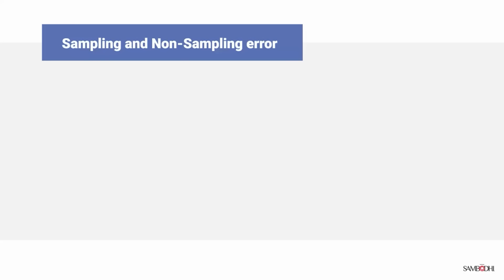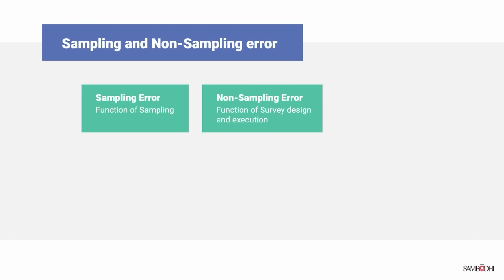Something called the sampling and non-sampling error. A sampling error occurs when a researcher chooses a sample which is not representative of the population. On the other hand, non-sampling error refers to errors other than the sampling, such as error in the estimation.